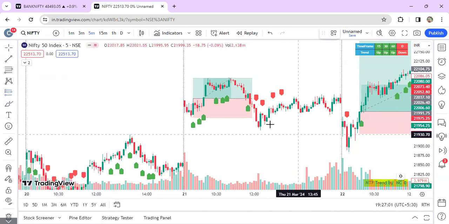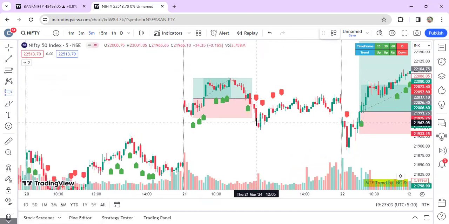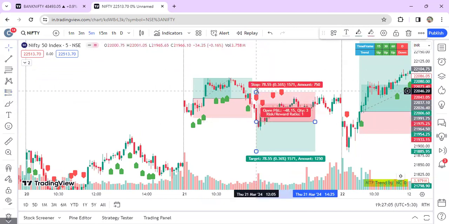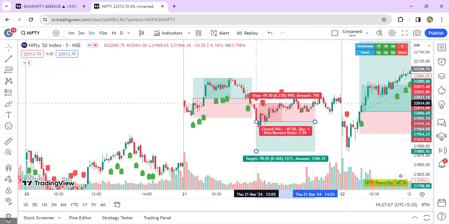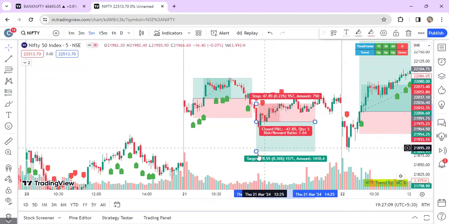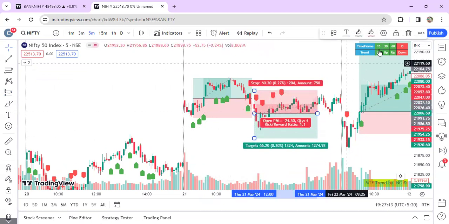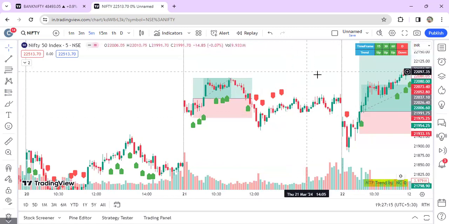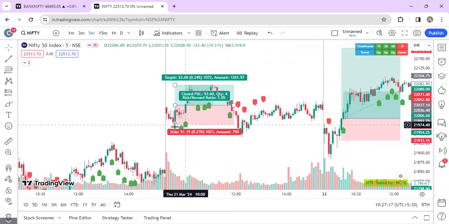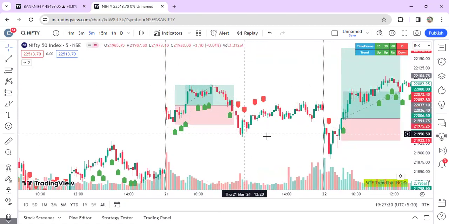Also got a short position generated over here on that day. Enter over here, it will be SL hit. Oh, sorry. Yeah, I just told you, right, that if your first trade is profitable, then you should not be taking that trade. So we'll not be taking the trade.